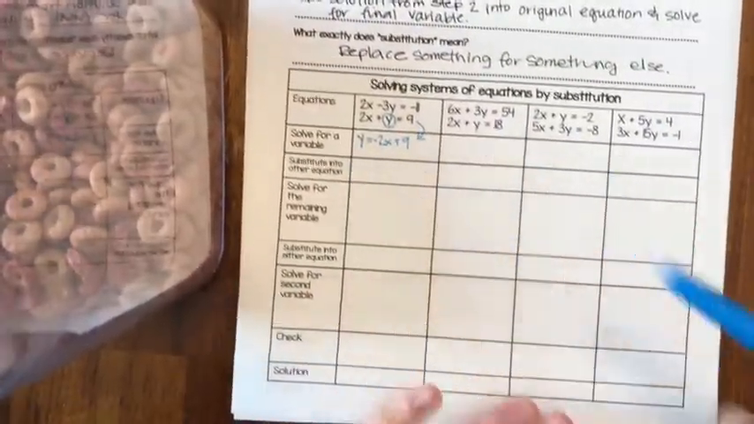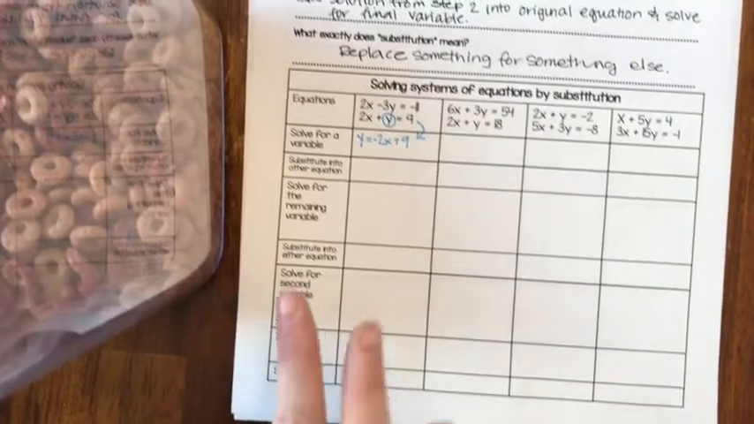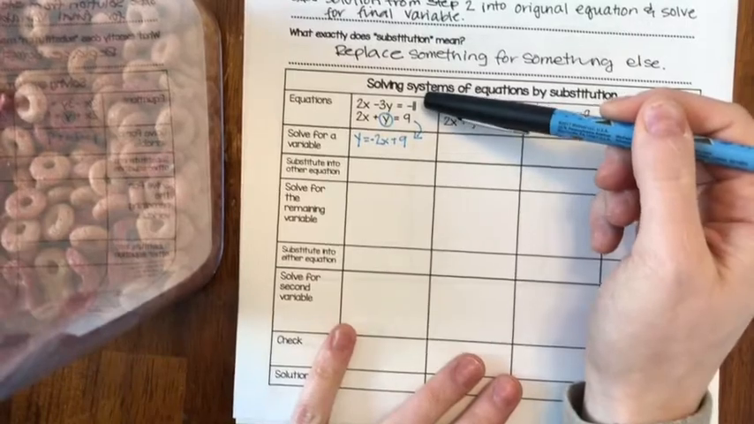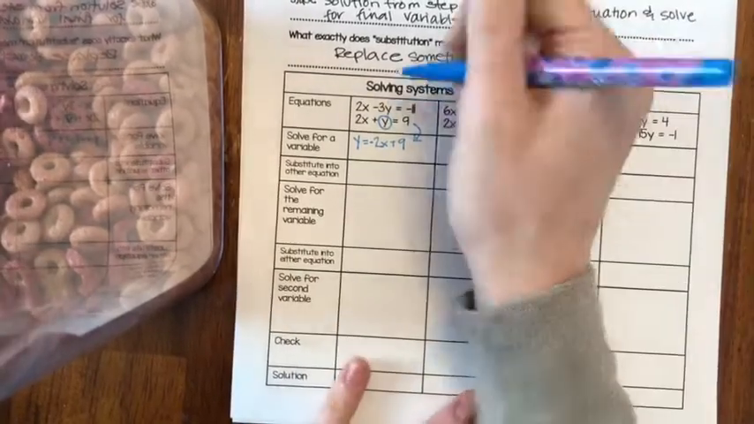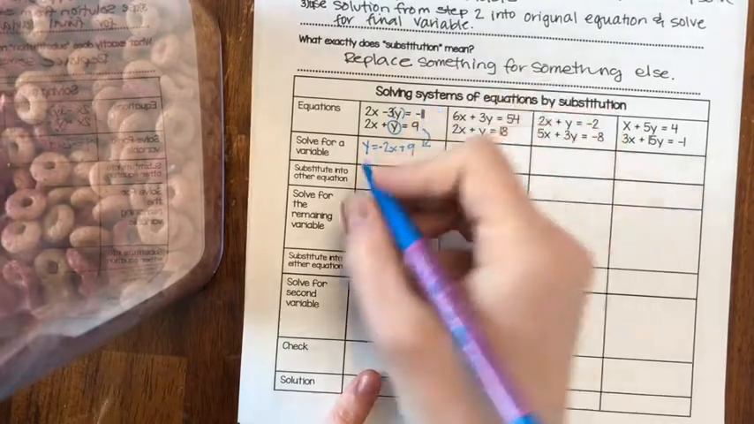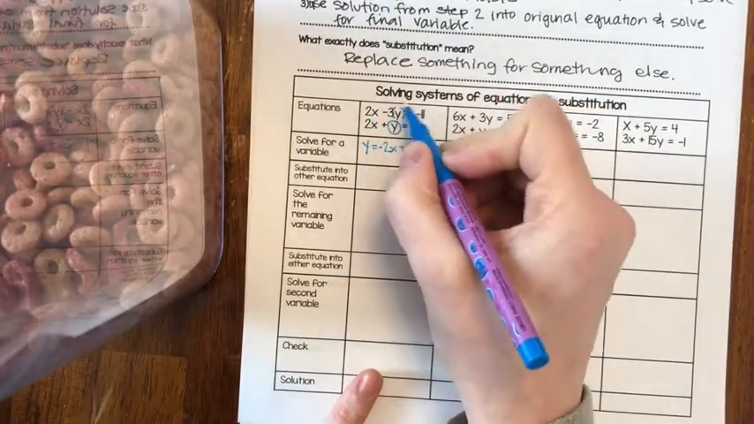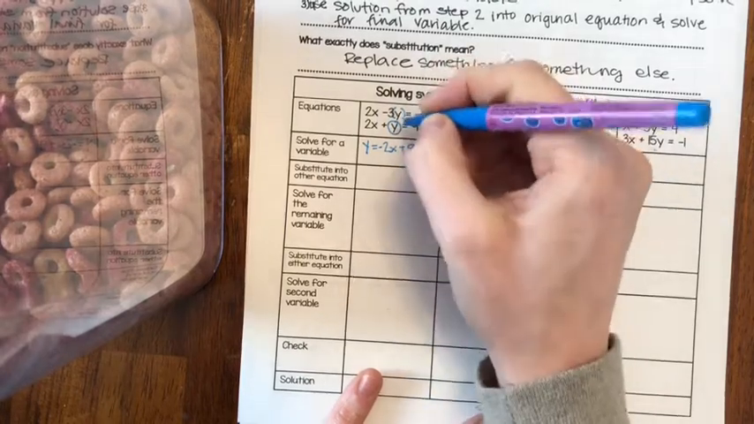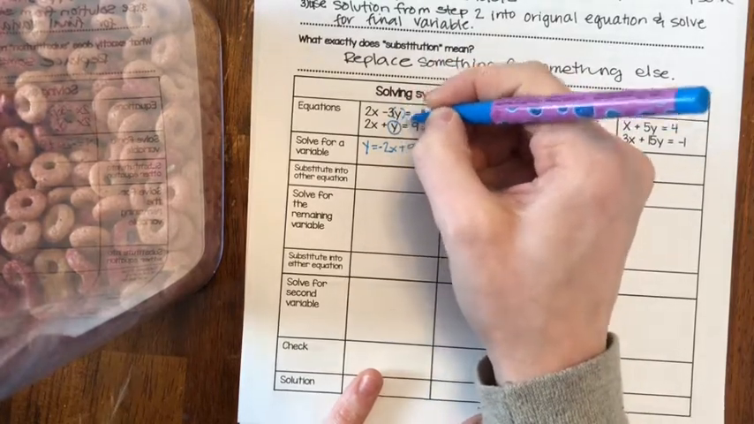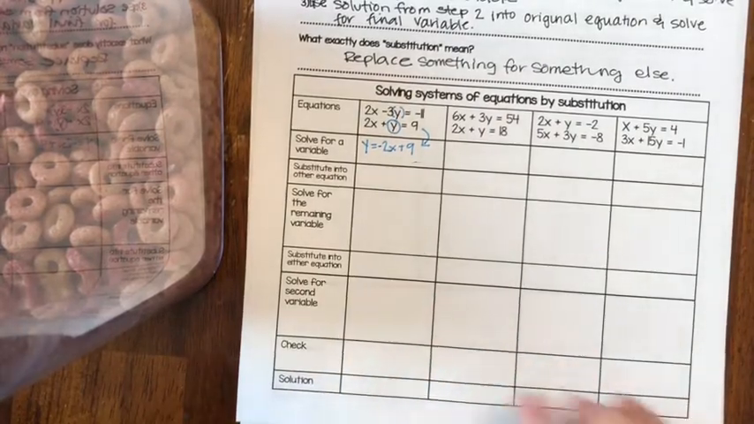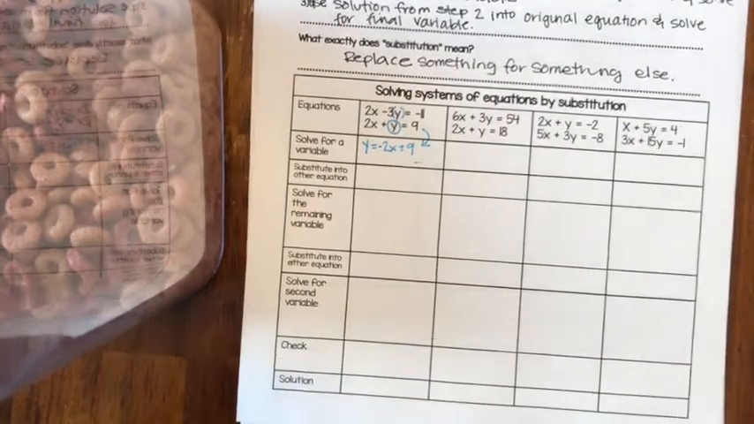Now that I have that, I'm going to plug that whole thing into this equation here for y. So I'm going to rewrite this whole equation, but I'm going to plug this in for this y. Instead of using a circle, I'm going to use the parentheses. I tend to use color because then I can really see what's going on.